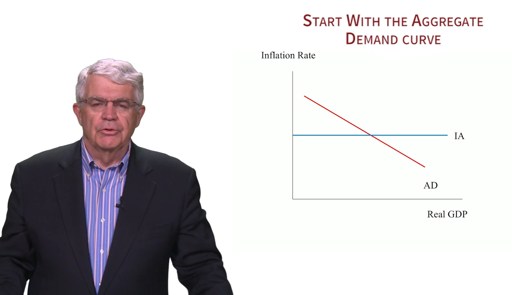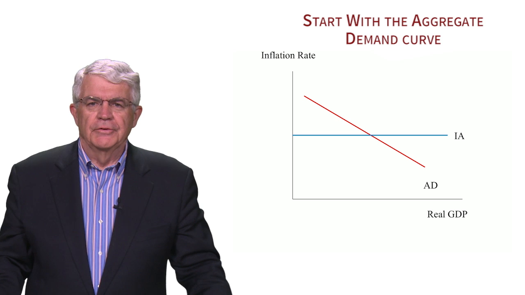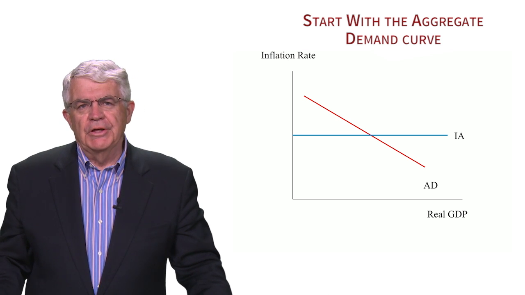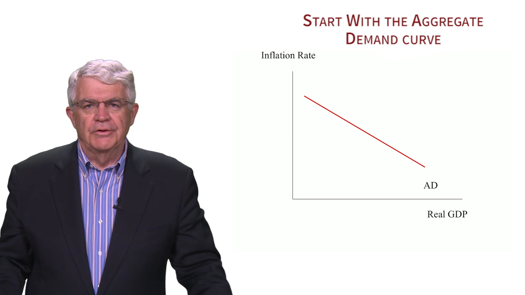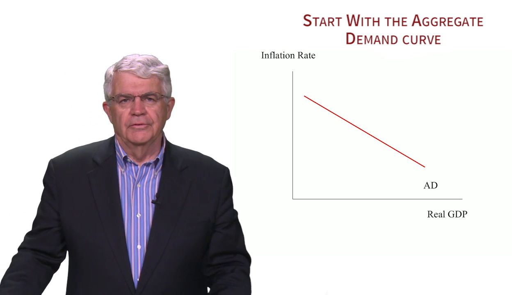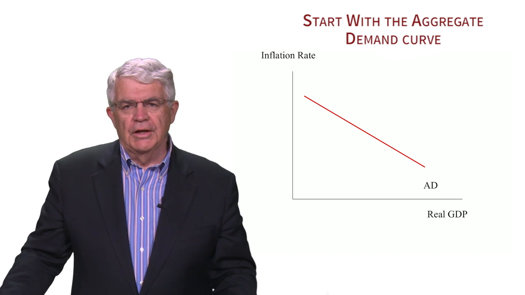Okay, we're now going to derive the aggregate demand inflation adjustment model that's used to describe economic fluctuations. You recall, this is a model which involves two curves, AD for aggregate demand, IA for inflation adjustment, where the axes are real GDP and the inflation rate. So we want to start by deriving the aggregate demand curve, this downward sloping relationship between inflation and real GDP.